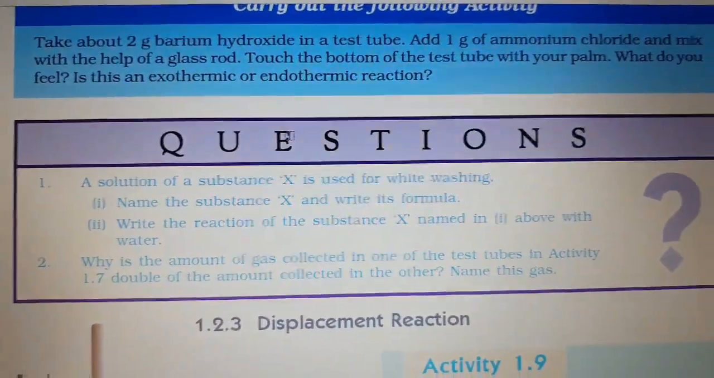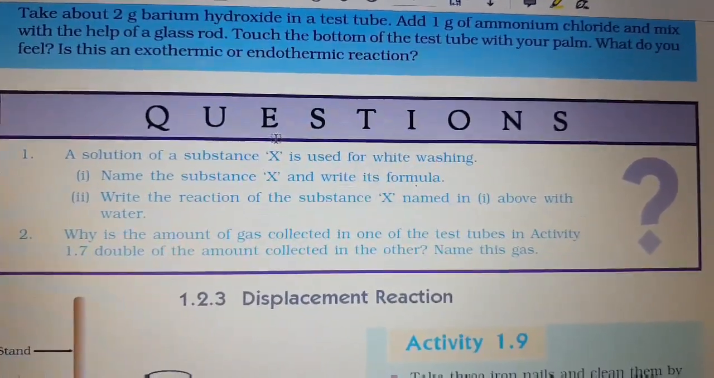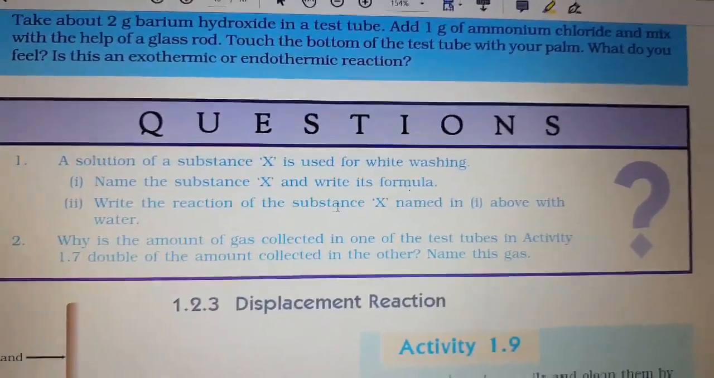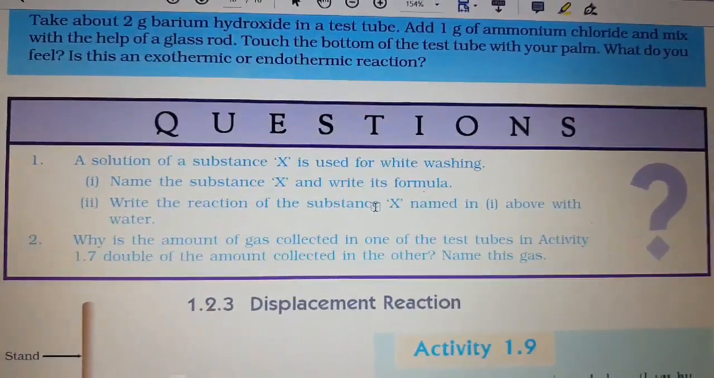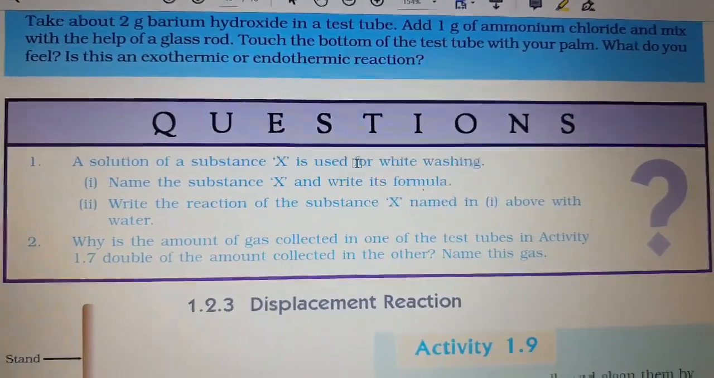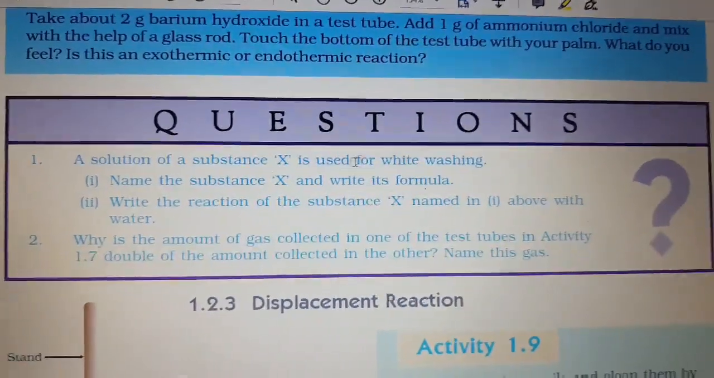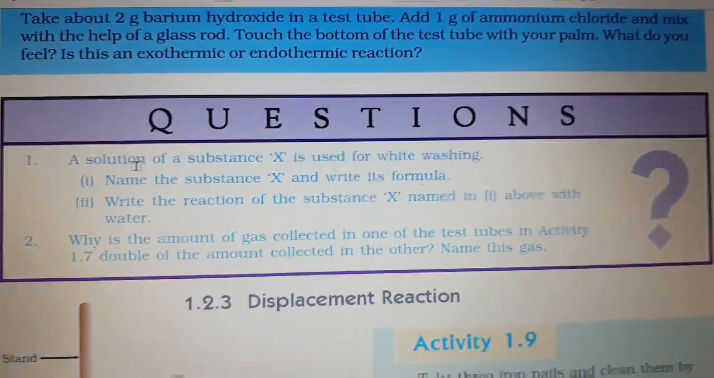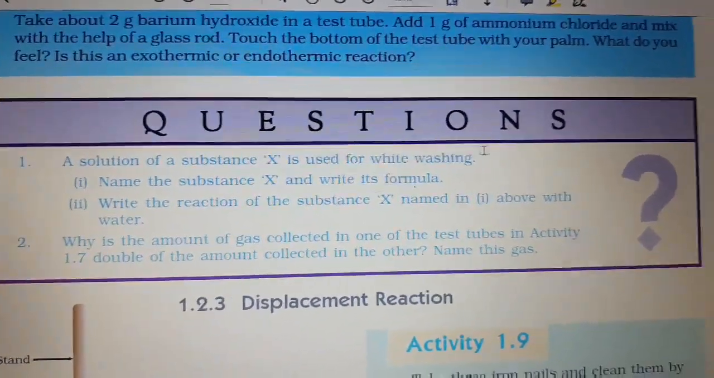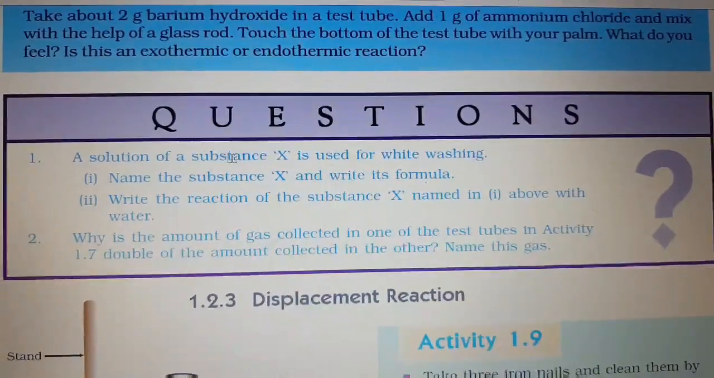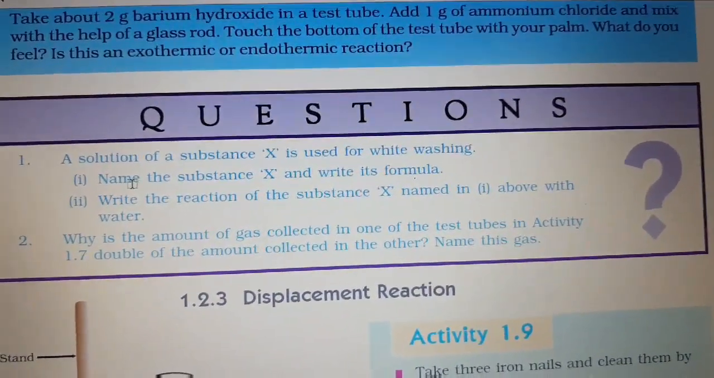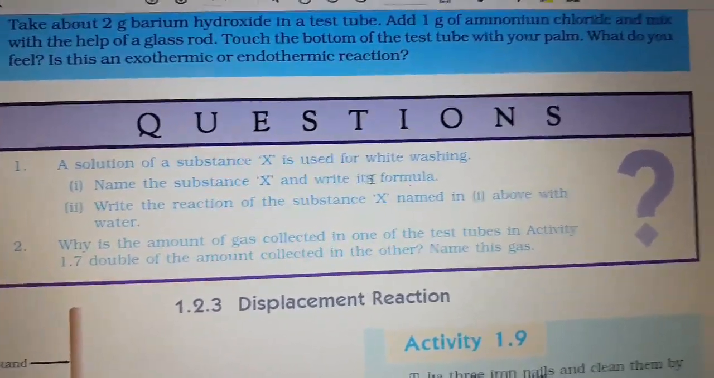So there is an in-text question, and I hope you can answer it. See, this type of question is what is asked in the exam. They will not ask you the definitions. They will ask you this type of conceptual question based on your understanding of what you have read. For example, in the first question it is written: a solution of substance X is used for whitewashing, and I even asked you about whitewashing in worksheet 1. So what is this substance X? The very first question is: name the substance X and write its formula.